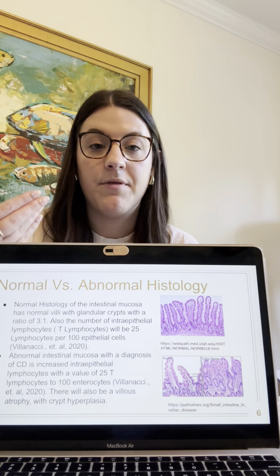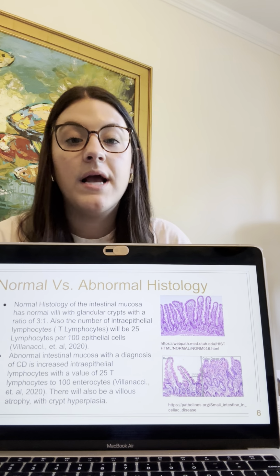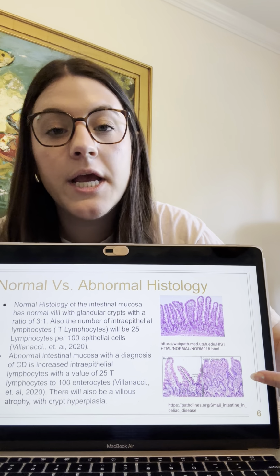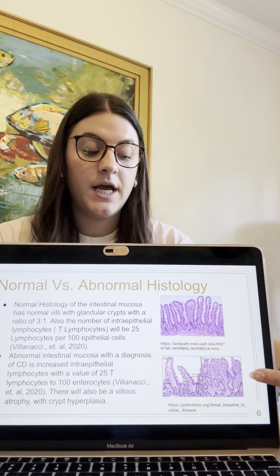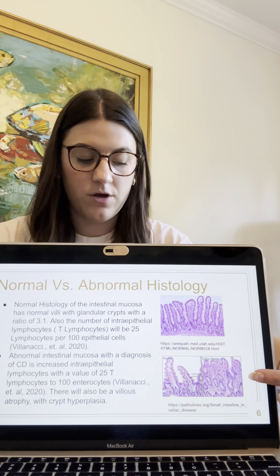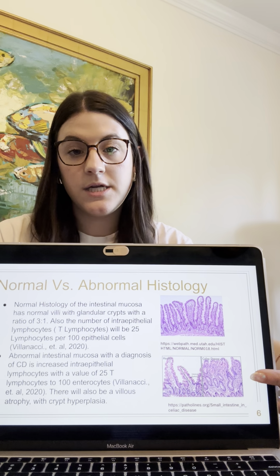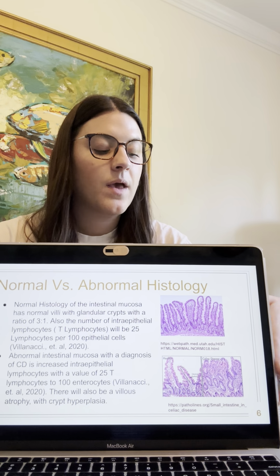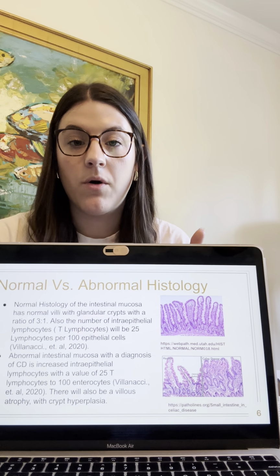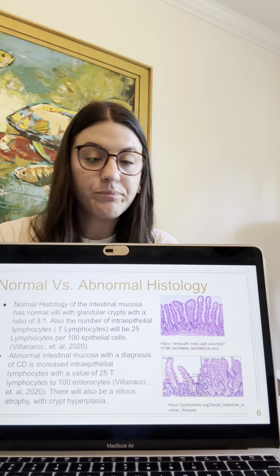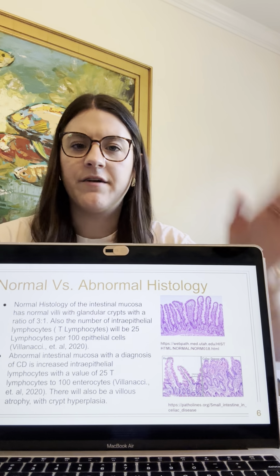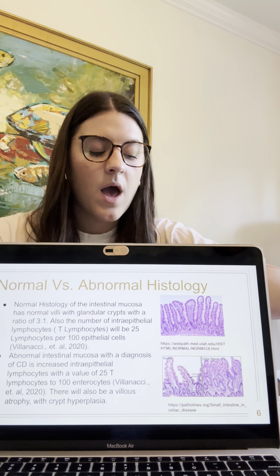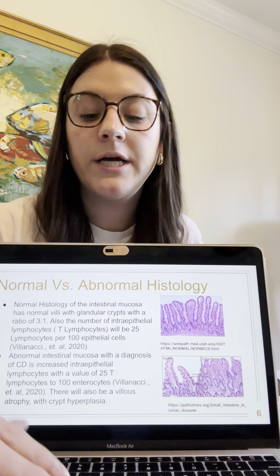and that will be about 25 lymphocytes per 100 epithelial cells. And then in this abnormal one right here, this is a patient with celiac disease. You can have an increased number of those intraepithelial lymphocytes, those T lymphocytes, and a higher number of enterocytes as well. There will also be a villus atrophy, like a flattening of the villi with that crypt hyperplasia.